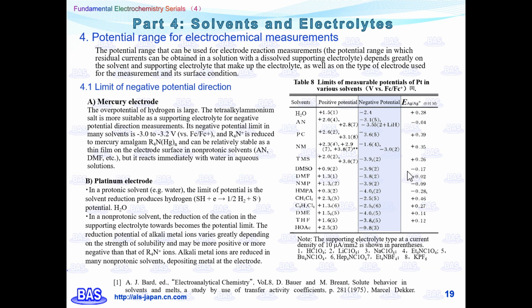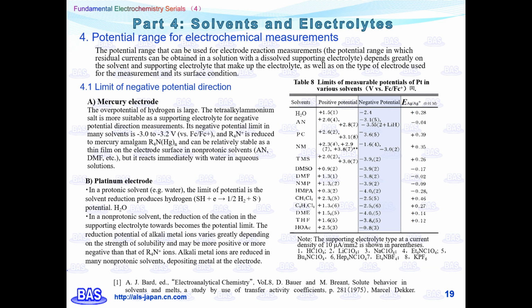The potential range that can be used for electrode reaction measurements depends greatly on the solvent and the supporting electrolyte, as well as the type of electrode used for the measurement and its surface condition. The potential limits in the positive and negative potential directions will be introduced using mercury and platinum electrodes as examples, respectively. The limits of the negative potential direction are discussed first.